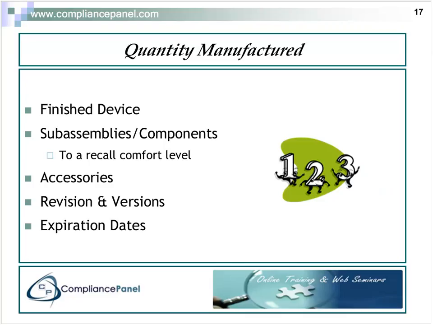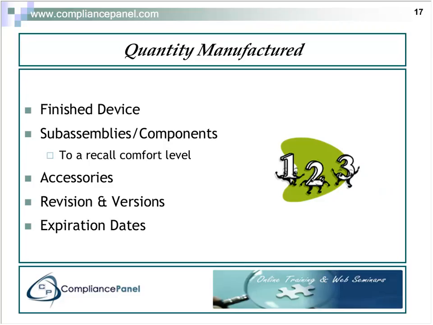The quantity manufactured. Now, some of you may make a single device where each device is tested or inspected, or you may make 1,000 that go out to be sterilized and come back, and then you test, obviously, to see if the sterilization was done properly. And again, this is the same list I had on the previous slide: sub-assemblies and components, what were the quantities, and again, to a recall comfort level for yourself, that you know where everything is that needs to be recalled.